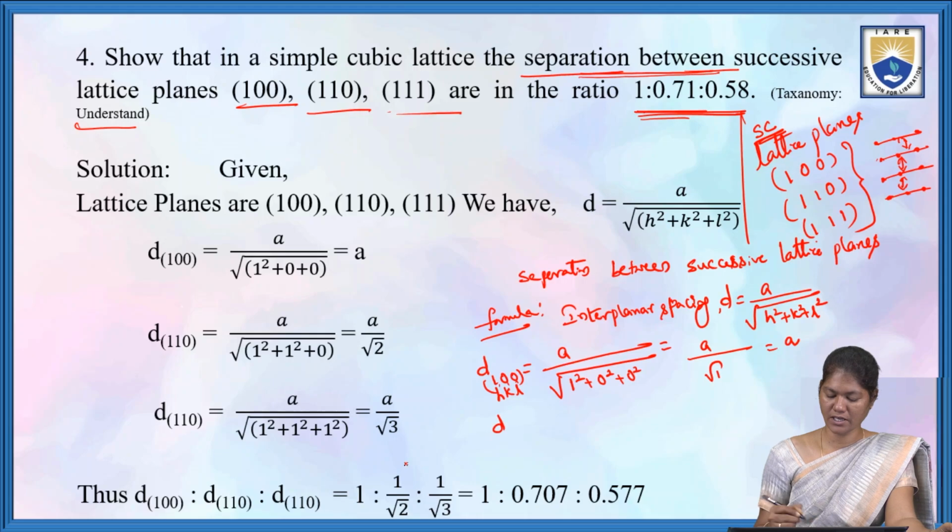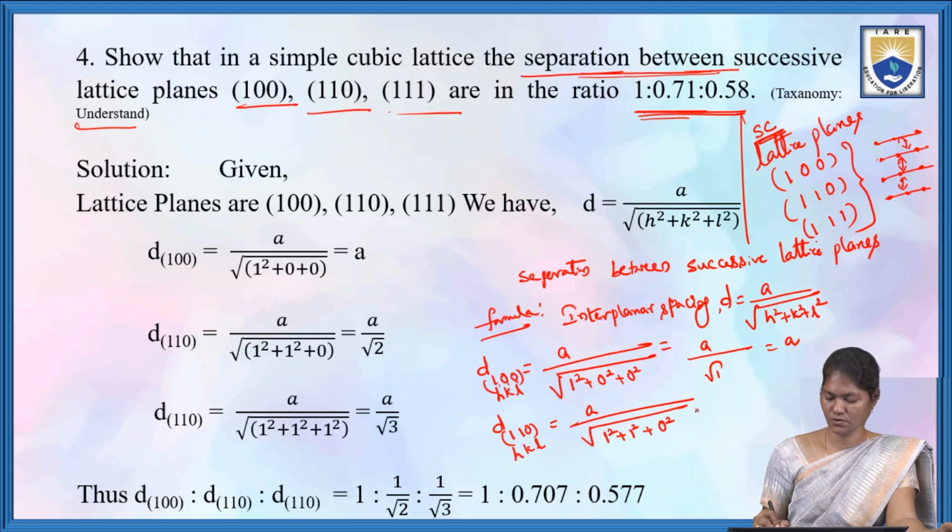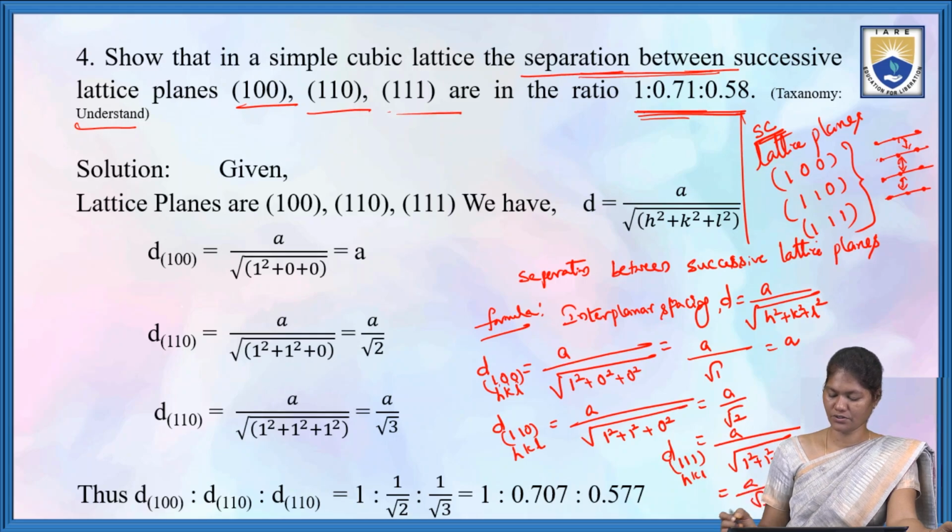Next, the successive plane to this 100 is 110. A by root of 1 square plus 1 square plus 0 square, so it is equal to A by root 2. Next, the successive plane, D111, is equal to A by root of 1 square plus 1 square plus 1 square, so A by root 3.